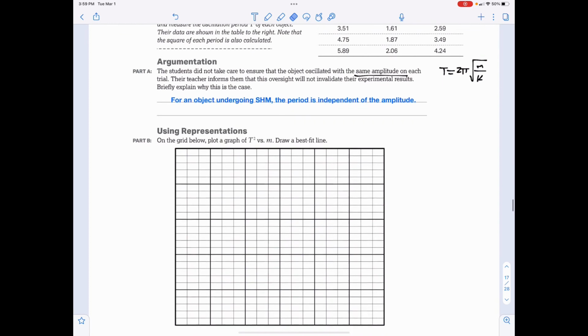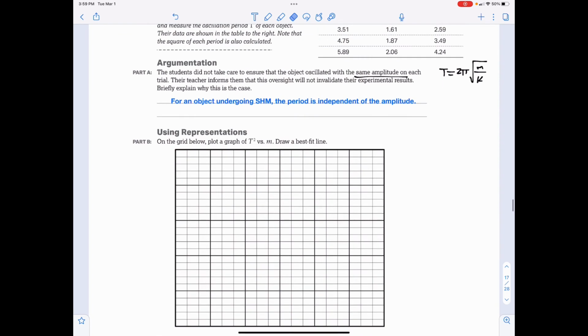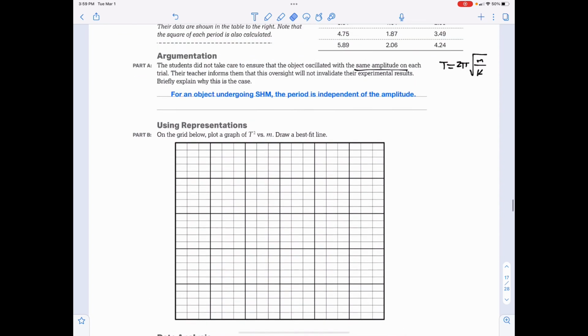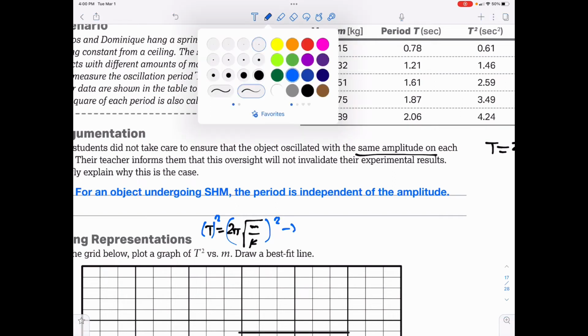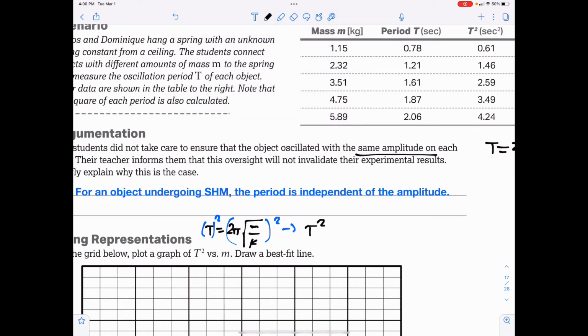Now we're going to graph T squared versus the mass. Why is that? Well, start with the equation. T is equal to 2 pi times the square root of m over k. I want you to square both sides and rewrite. We get T squared equals 4 pi squared m over k.